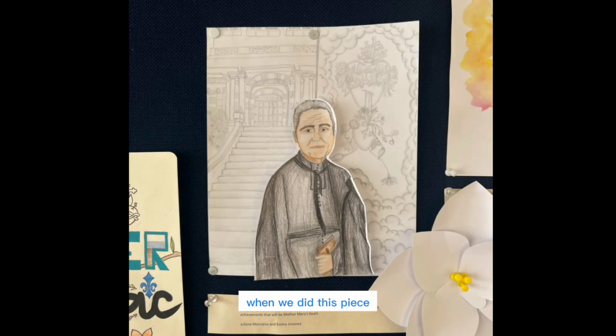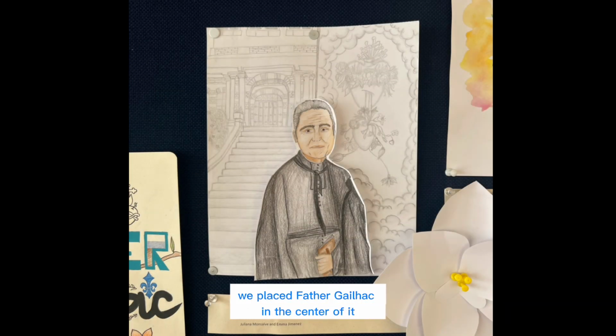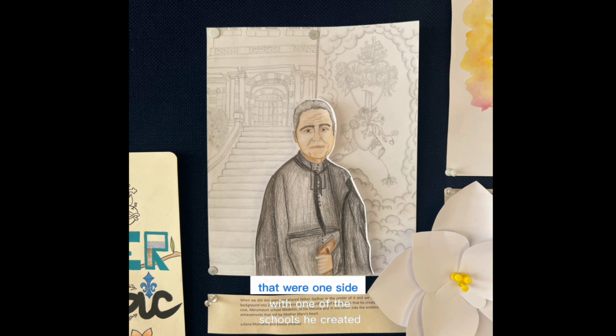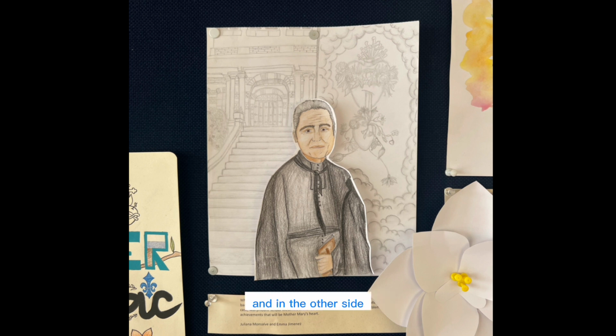When we did this piece, we placed Father Gailhac in the center of it, and we divided the background into two parts. One side has one of the schools he created in his lifetime, in this case Marymount Medellin, and the other side has the emblem of the achievements, which will be Mother Mary's heart.